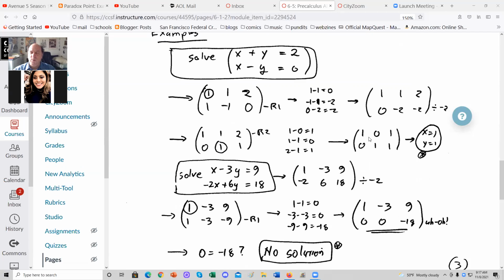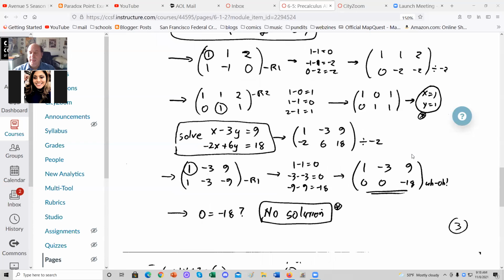So 1 minus 0 is a 1, that stays a 1. 1 minus 1 is a 0, that becomes a 0. 2 minus 1 is 1, that's the 1. And there we go, 1, 1, 0, 1, 1. And so this translates back to 1x equals 1 and 1y equals 1. x equals 1 and y equals 1.